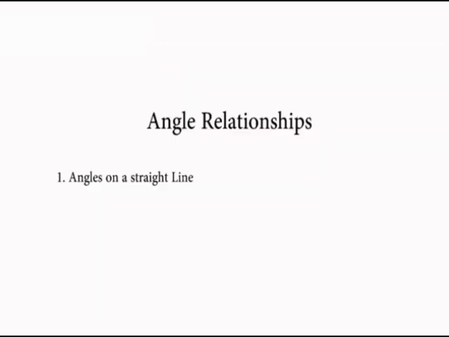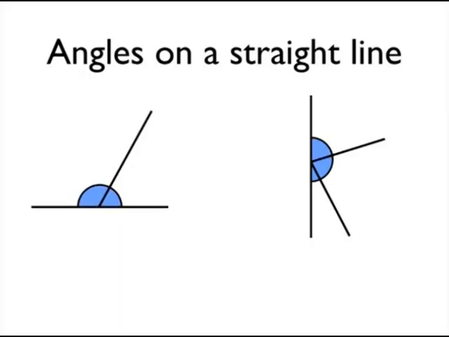Let us now look at some relationships between groups of angles, and we start with angles on a straight line. Here are two examples of a group of angles on a straight line. We start with a straight line, and then there may be one or more lines coming to meet at a point on that first line. And the angles formed around that point, specifically in the direction of the incoming line or lines, are called angles on a straight line.